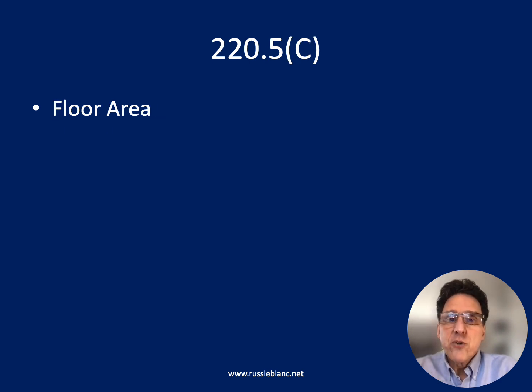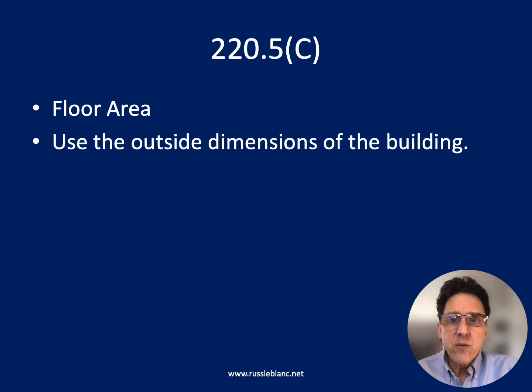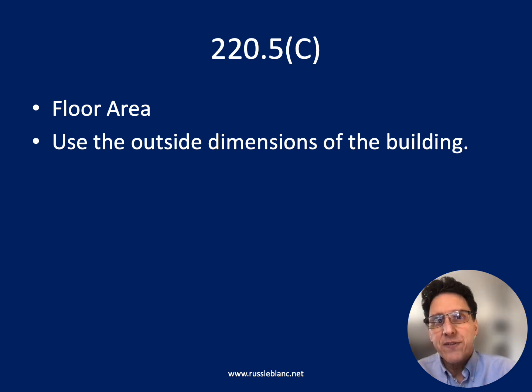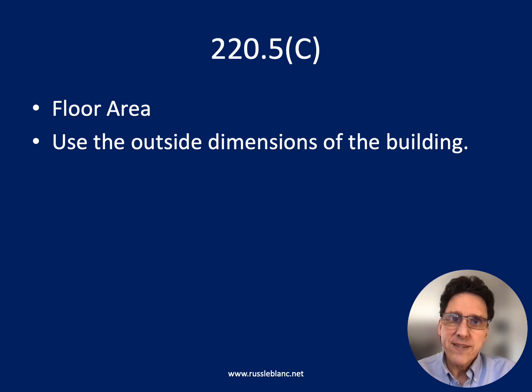And if we go to 220.5(C), we're going to talk about the floor area. We need to know the floor area in order to calculate the general lighting load. And we're going to use the outside dimensions of the building when calculating the floor area. Right? Don't go room by room. Don't add the living room plus the dining room plus the kitchen. We don't do that. We just look at the outside area as a whole, and that's it.